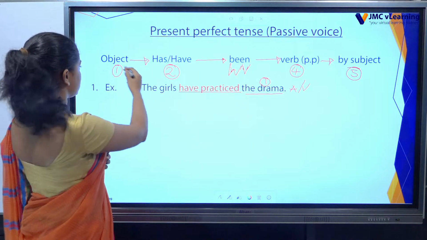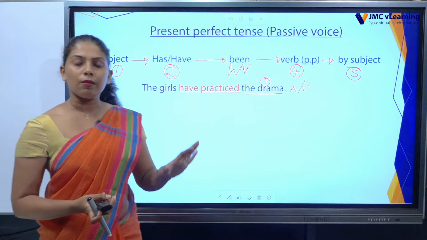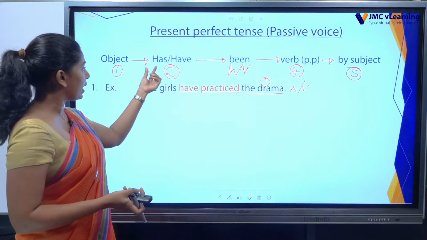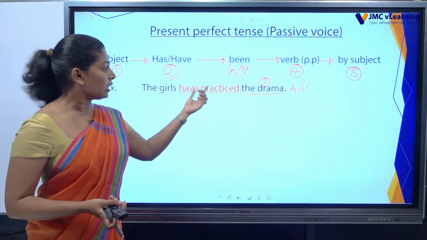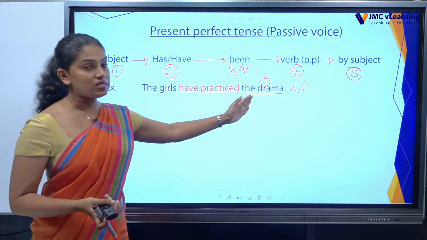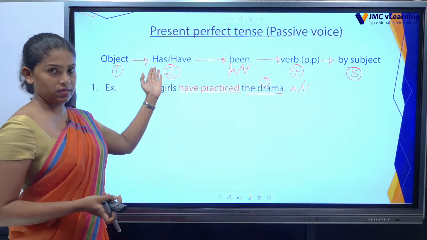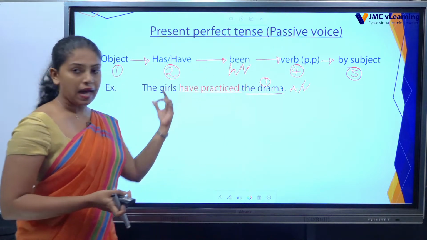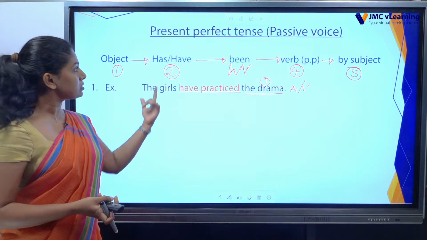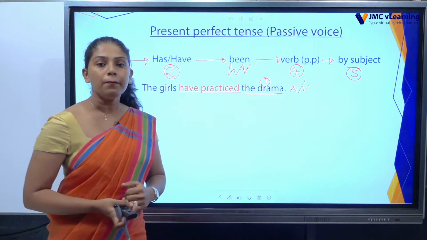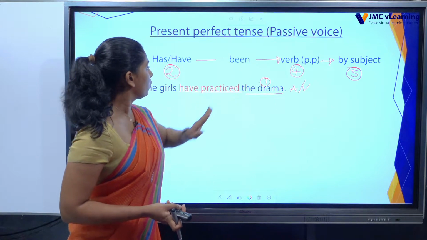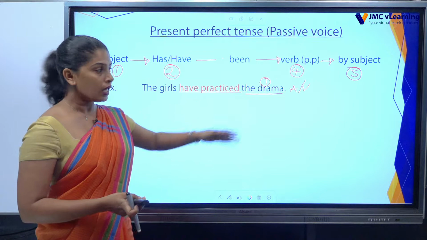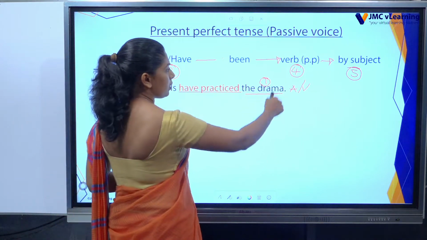Right. Now the object is okay. The drama. Then how many are there? Only one. Then we have to select whether has or have should be taken. We know if it is one thing, we have to take has. So secondly, we have to take has. The drama has. Then in perfect tense, we have to take the helping verb been. So, we can take the drama has been, then the verb in past participle.